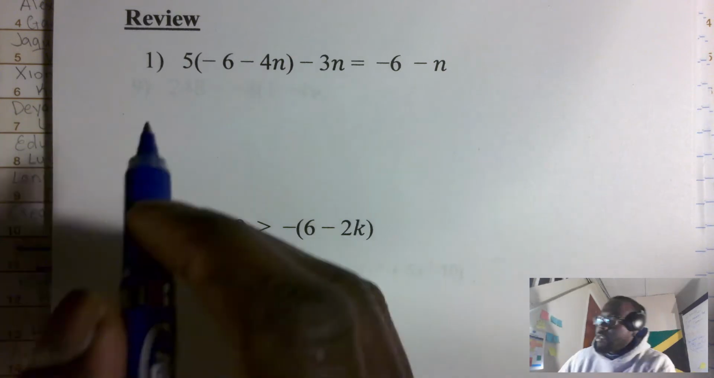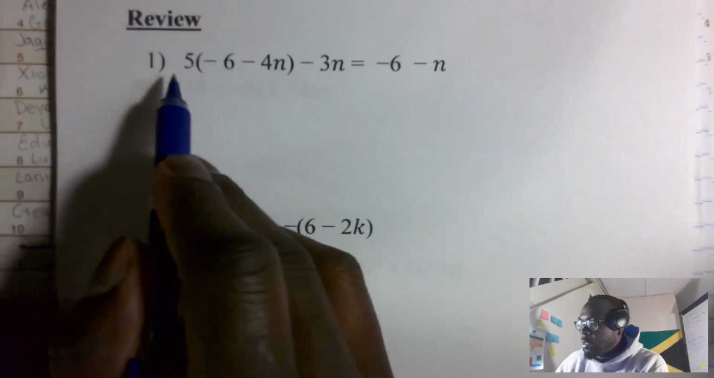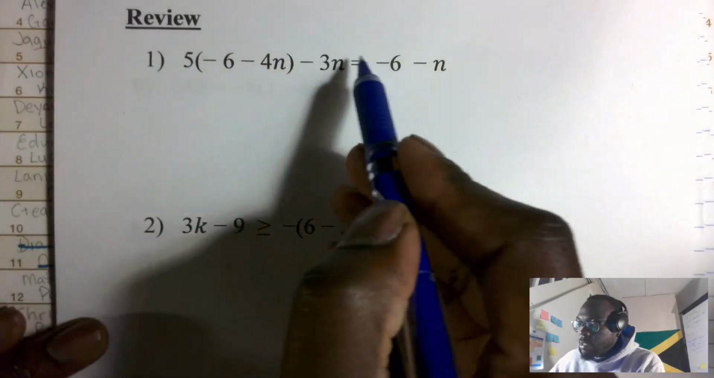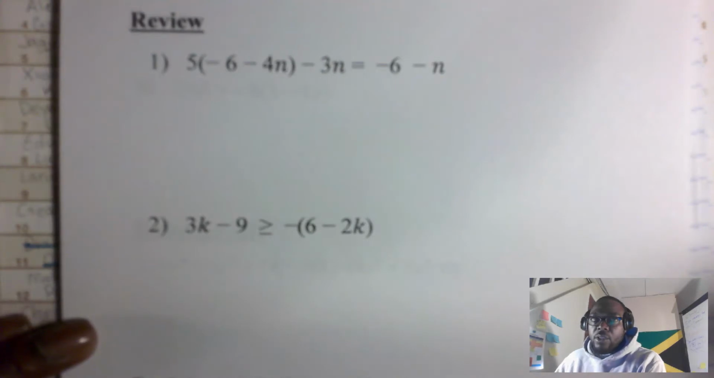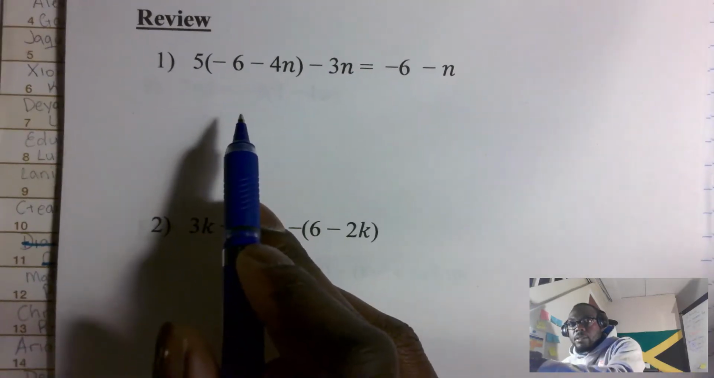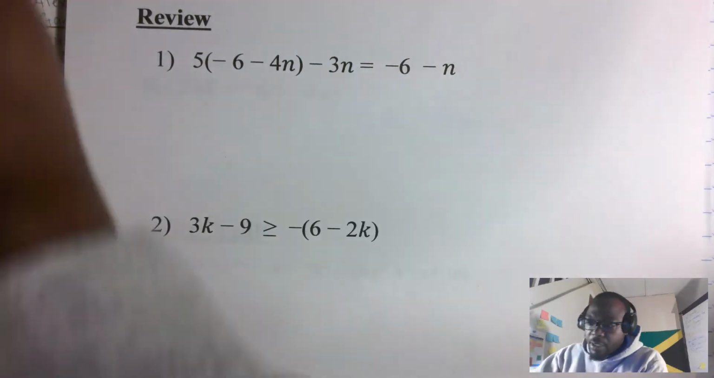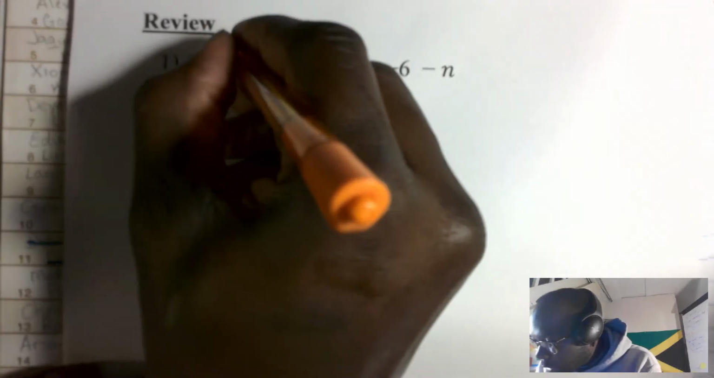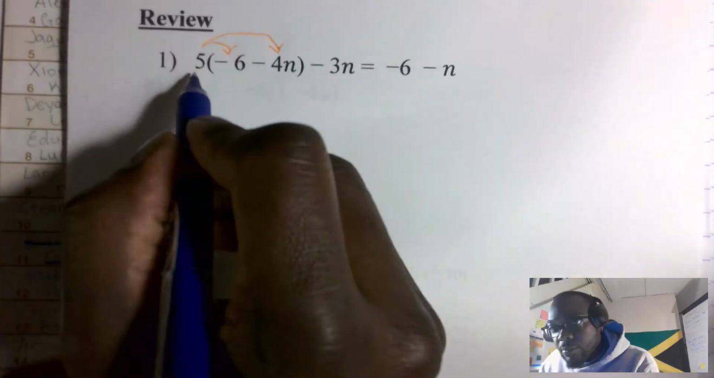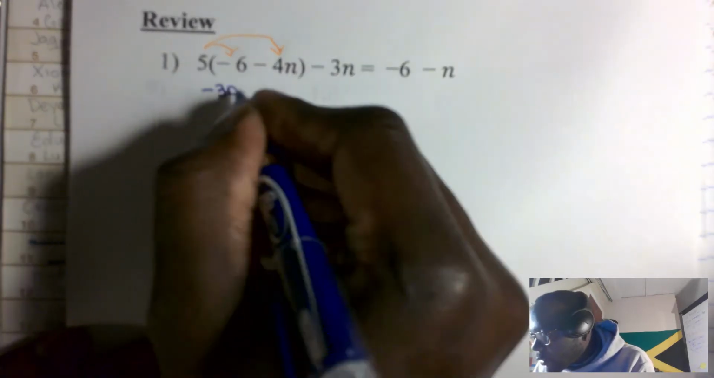All right. So the first thing that we're gonna do here, we're gonna try to identify if this is an inequality or an equation. It is an equation because it has what? An equal sign. So now we are gonna go into solving this equation here. So solving this equation, I have to distribute here. You guys see, I'm going to distribute my 5, and I'm going to distribute my 5 here. All right. So 5 times negative 6 is going to give me minus 30. 5 times negative 4 is going to give me minus 20n.